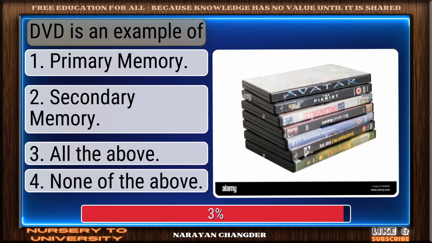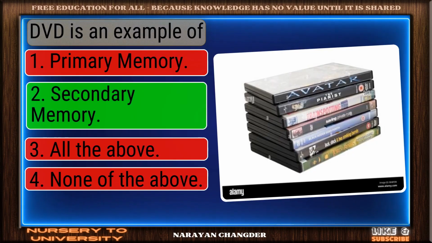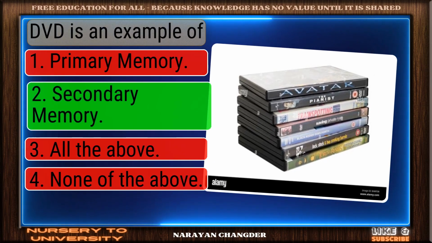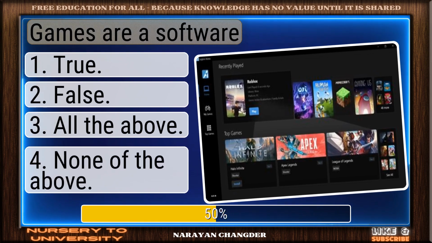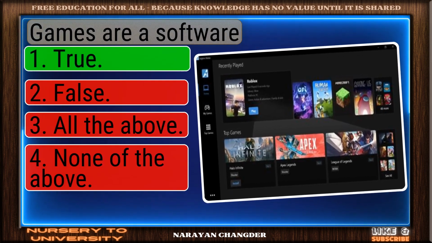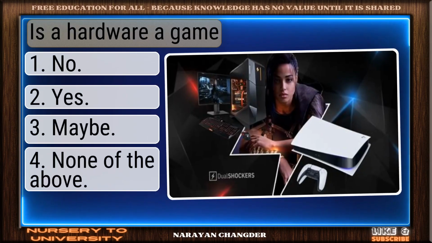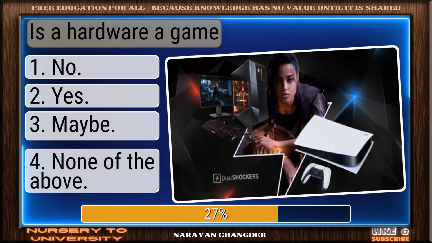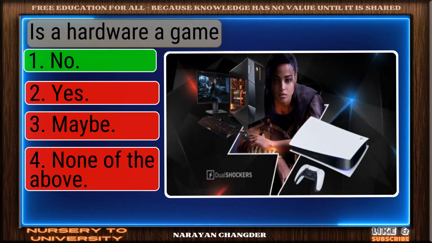DVD is an example of. You're right. Secondary memory is the correct answer. Games are a software. Nice work. You chose true, and it is correct. Is a hardware a game? Solid response. No is a valid choice.